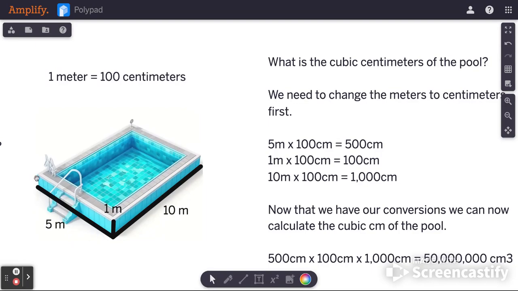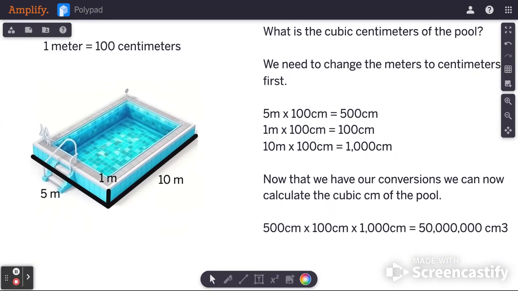So if I were to change this measurement right here and convert it, it would actually be 500 centimeters. And then I have my 1 meter in depth. I'm going to multiply that by 100 centimeters, which is 100 centimeters. And then I have my length of 10 meters, and I'm going to multiply that by 100 centimeters, which is going to give me 1,000 centimeters. So now we have our conversions.